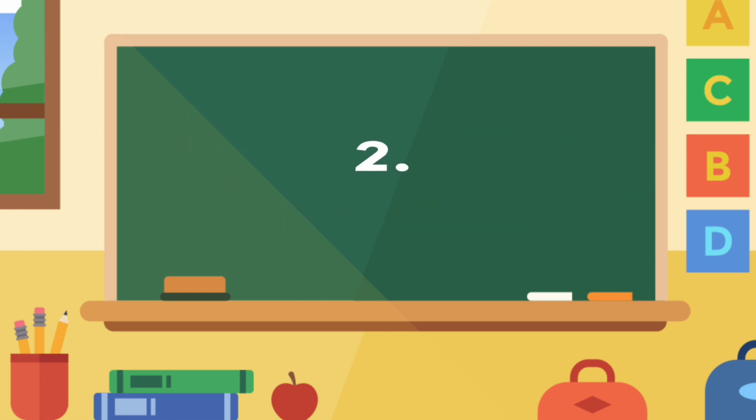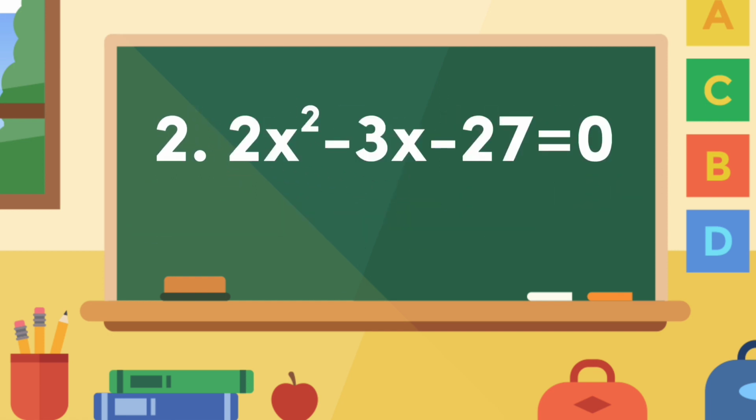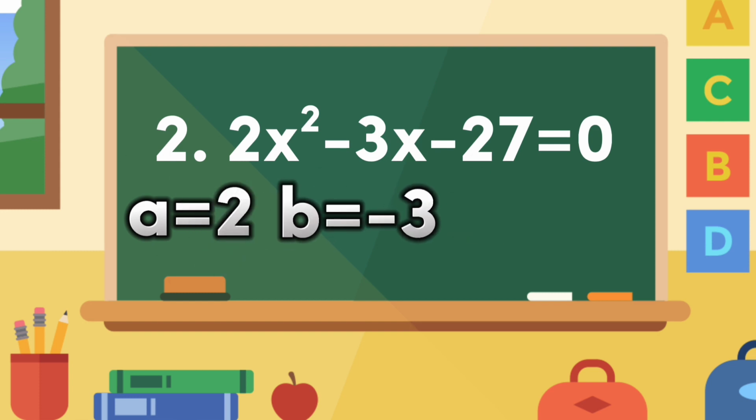How about in number 2? 2x squared minus 3x minus 27 is equal to 0. What is the value of A? A is equal to 2. B is equal to negative 3. And C is equal to negative 27.